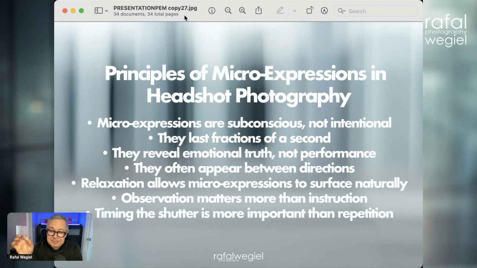Timing the shutter is more important than repetition. Sometimes those moments come and go, and unfortunately we cannot repeat some of those moments. That's why having the camera ready nonstop matters. I'm not saying glue yourself to the camera, but be ready when the moment comes, so you can capture it, right?